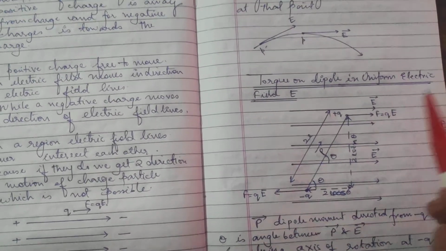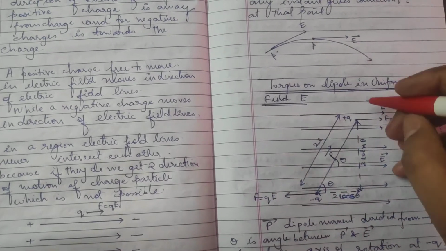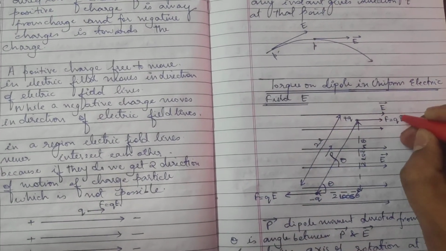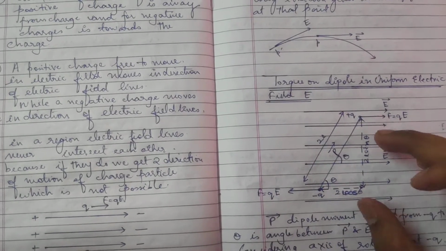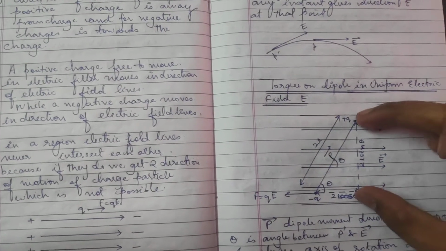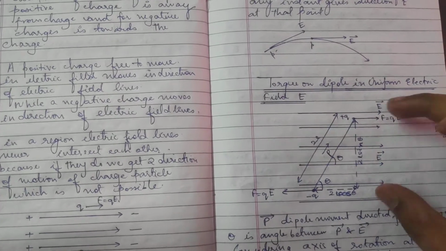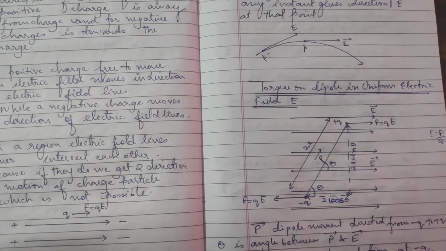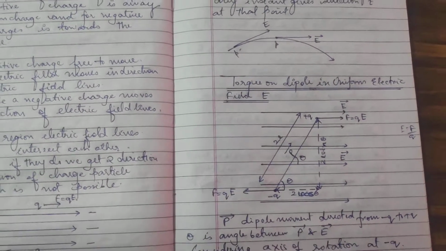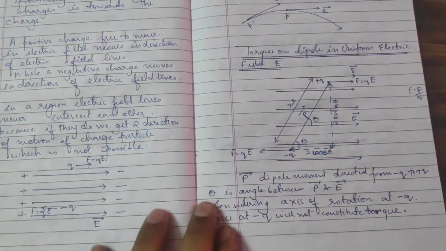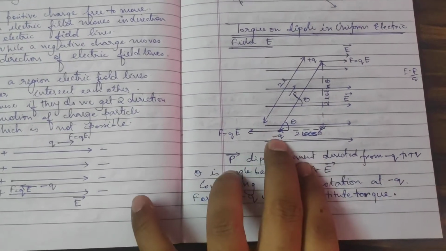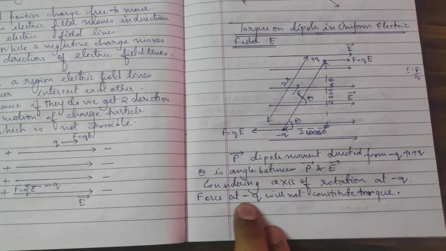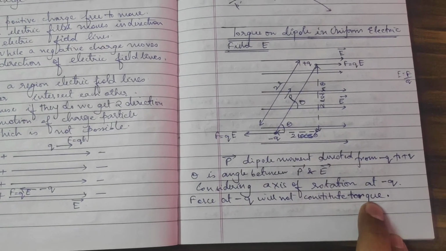This is the force and this is the axis, so the perpendicular distance will be 2L sin theta. We know the value of force and the value of perpendicular distance, so we'll apply the formula of torque. Before that, I will read out what I have written: considering the axis of rotation at minus q, the force at minus q will not constitute torque.